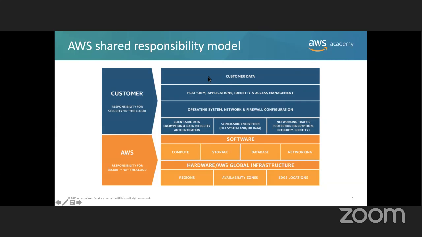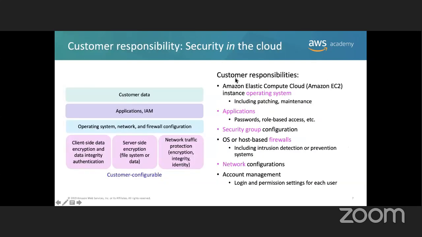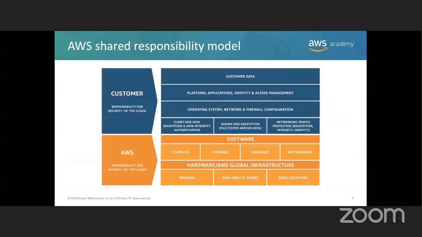So customer data is your responsibility. It's no one else's responsibility. AWS will never touch your data. That's your responsibility, right? You safeguard your data, you protect it, you encrypt it. AWS doesn't know what you have in your data. They don't care. What they care about is providing you with the resources to make it secure.